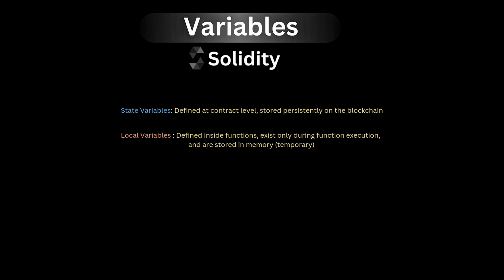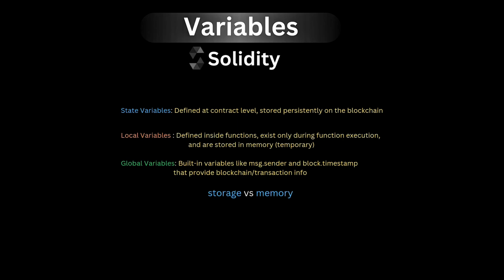In this video, we learned that Solidity variables are containers for data and must be declared with a type. We covered three categories. State variables, defined at contract level, stored persistently on the blockchain. Local variables, defined inside functions, exist only during function execution and are stored in memory, temporary. Global variables, built-in variables like msg.sender and block.timestamp that provide blockchain transaction info. We also compared storage versus memory. Storage is persistent and costly, while memory is temporary and cheaper. Finally, we saw examples of common types, uint, bool, string, address, and how they are used.